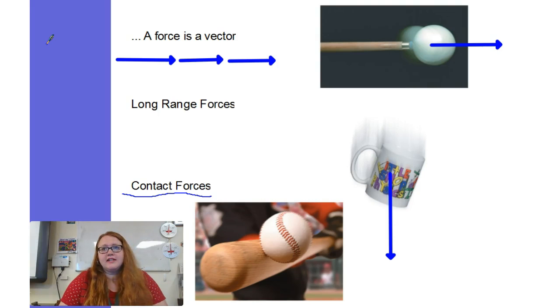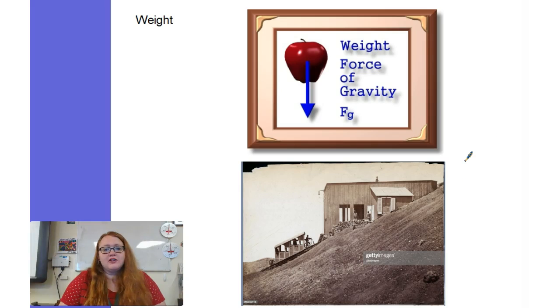So let's just think of air resistance or drag. You may not know much about drag, but what you do know, you should be able to figure out, would that be considered a long range force or a contact force? Okay, air resistance is actually a contact force because it's due to those air particles that are coming into contact with the object. Okay, let's talk about weight. Weight is also the force of gravity.